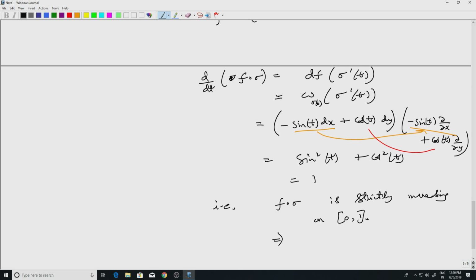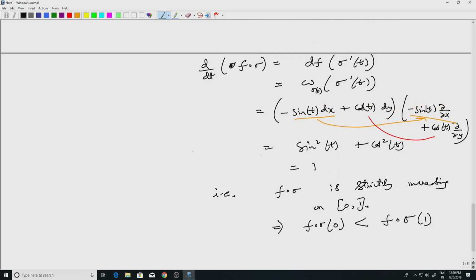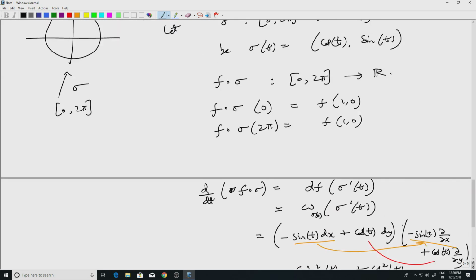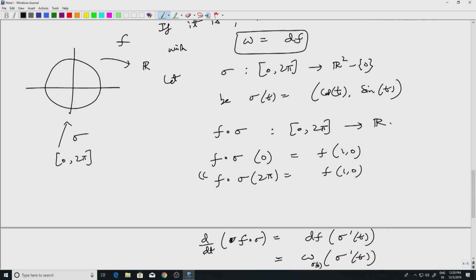which will imply that f composed with sigma 0 is strictly less than f composed with sigma 2 pi, which is a contradiction, because we saw that these two values are the same, so this is equal to this. Therefore this form is not exact.